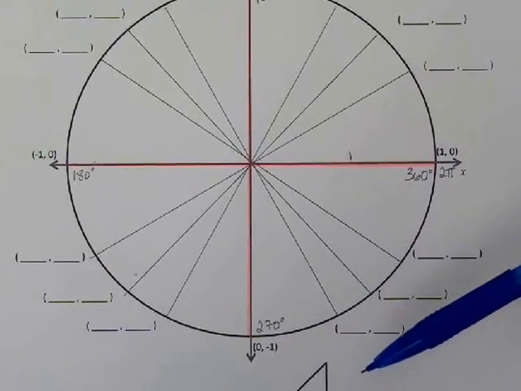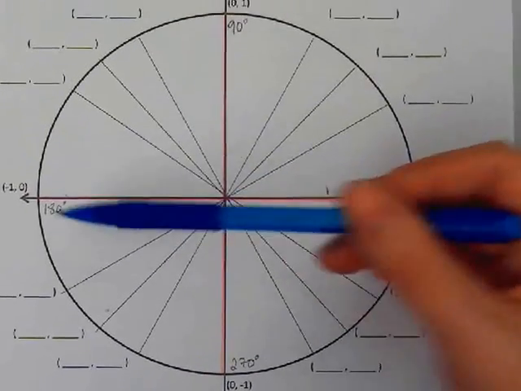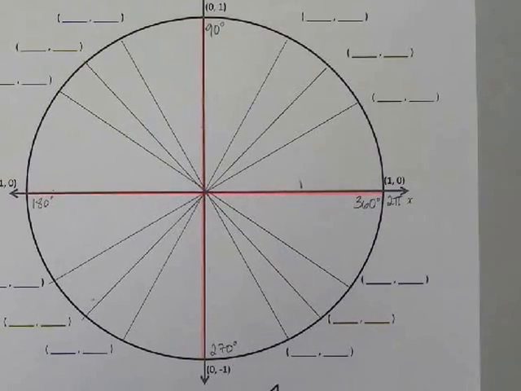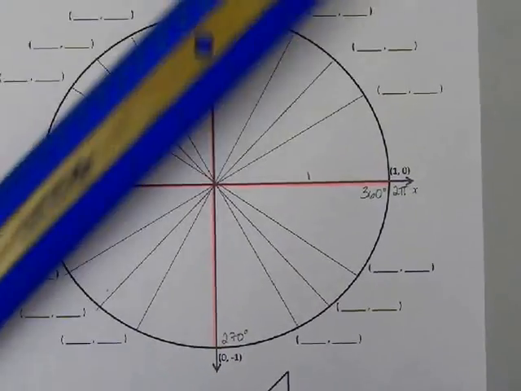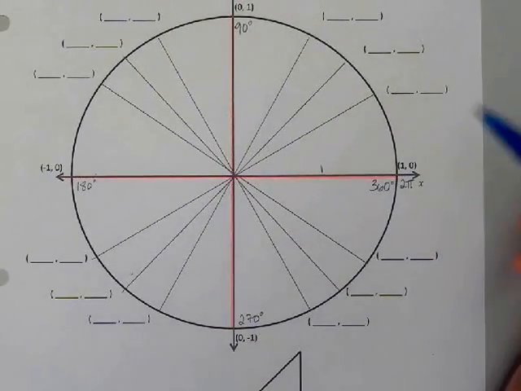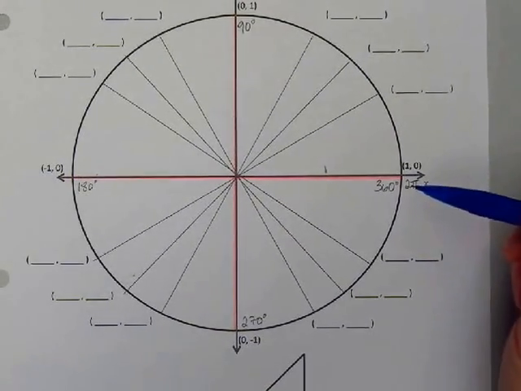So, then I'm going to do my 45. Oh, no, I didn't do my radians yet. First we're going to do the radians. So, if I have a full circle of 2 pi, half of that is what? Pi, or 1 pi.